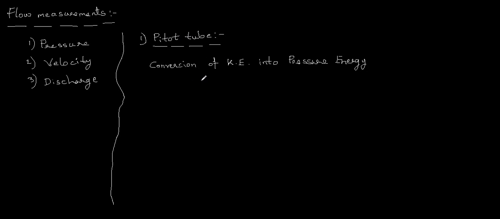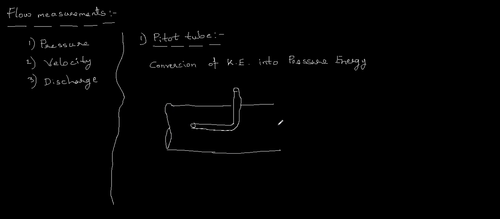We need to analyze the energies using the energy equation, which is Bernoulli's equation again. What is the pitot tube? It is a simple glass tube in the shape of an L, consisting of two legs perpendicular to each other, at right angles. This simple glass tube is connected in a pipe in which we want to find the velocity. Assume this is a pipe in which we need to find the velocity.